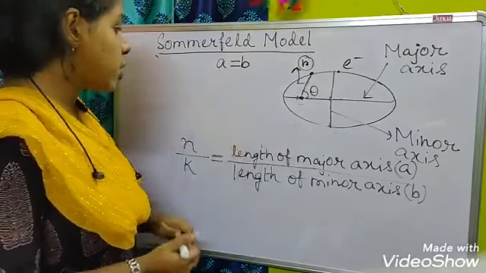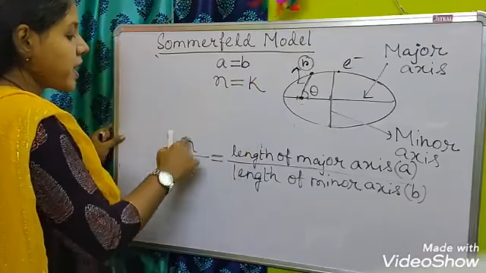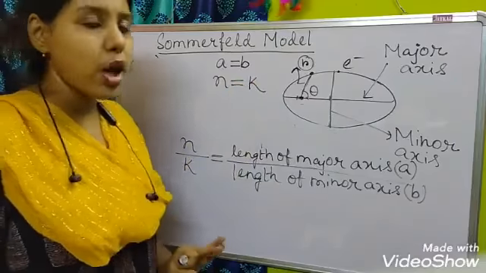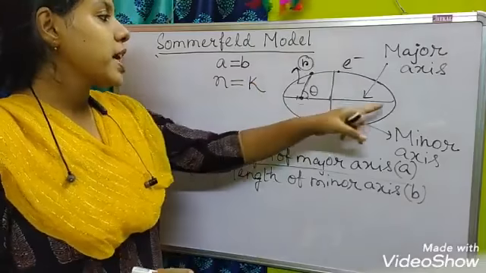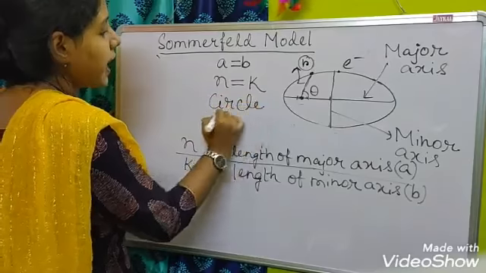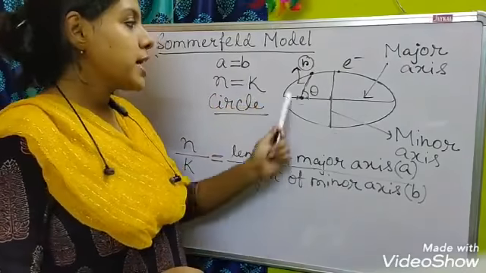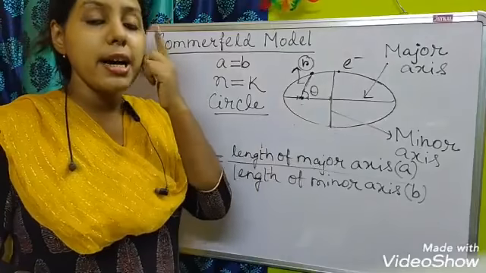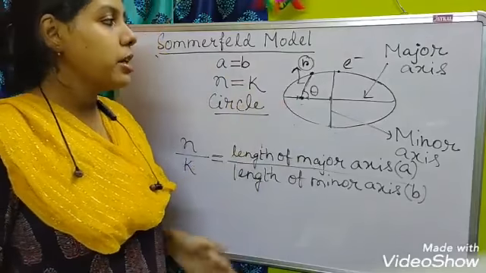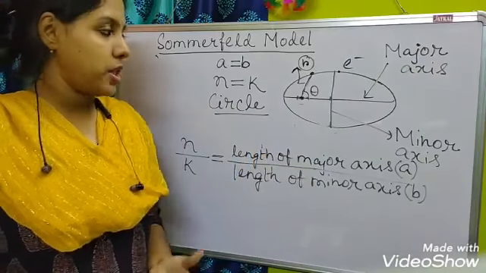So whenever a is equal to b, then n is equal to k also, okay. Then these two quantum numbers are equal. So at that time the ellipse will become a circle. So that is the special case when the ellipse can act as a circular orbit, or it can be changed into an elliptical orbit, okay.